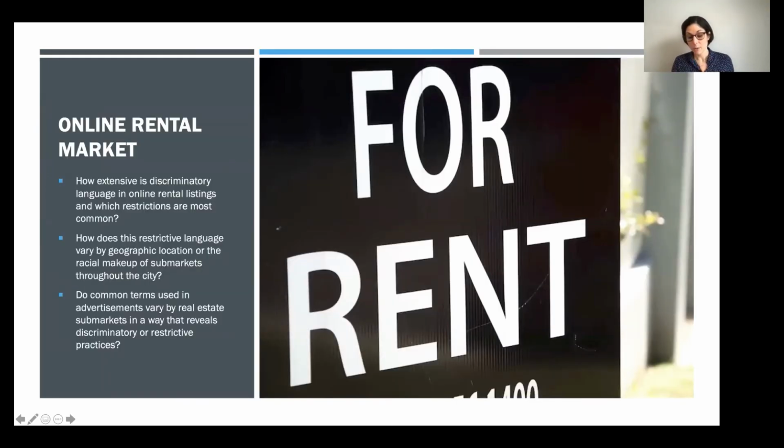So this was a little more structured, I guess, than the last one. We were specifically looking at how extensive discriminatory or restrictive language is in rental listings, and whether it varies with the racial makeup of different housing submarkets.